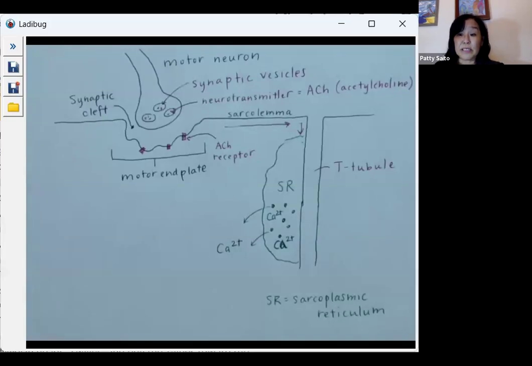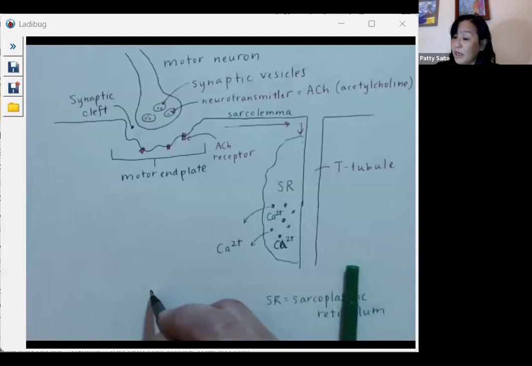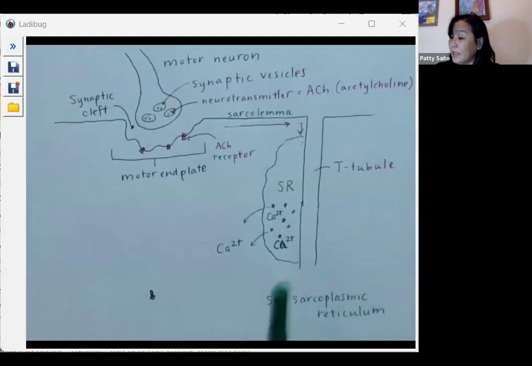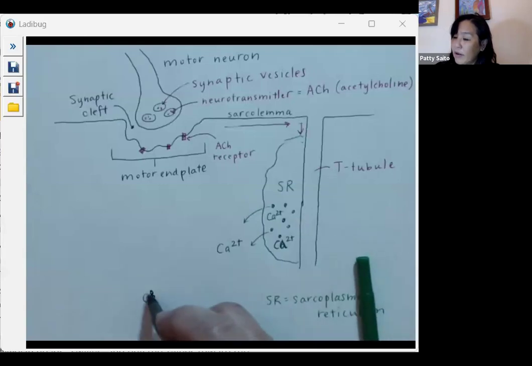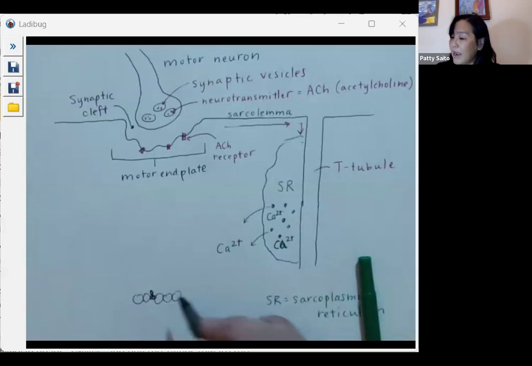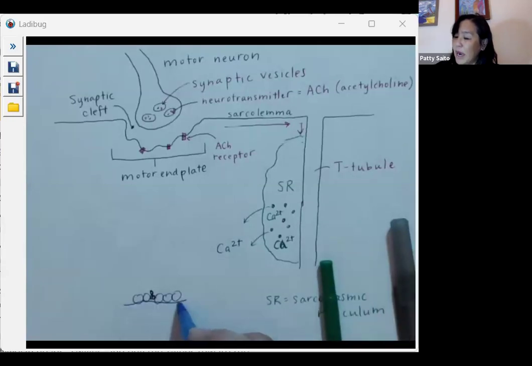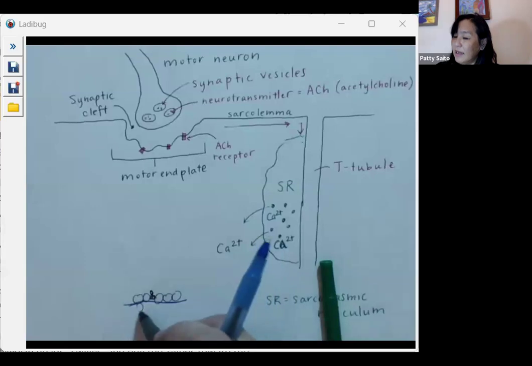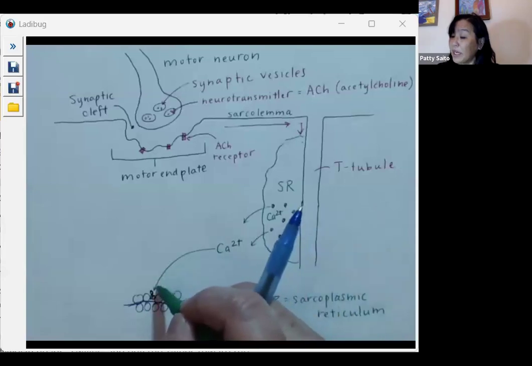Okay, now the myofibrils contain thick filament, thin filament, right? And attached to the Z lines. Okay, so the calcium is actually going to bind to the troponin. So it binds to the troponin of the thin filament. Okay, remember we have our actin here. And then we have the tropomyosin. All right, so the calcium is going to come and bind to the troponin.